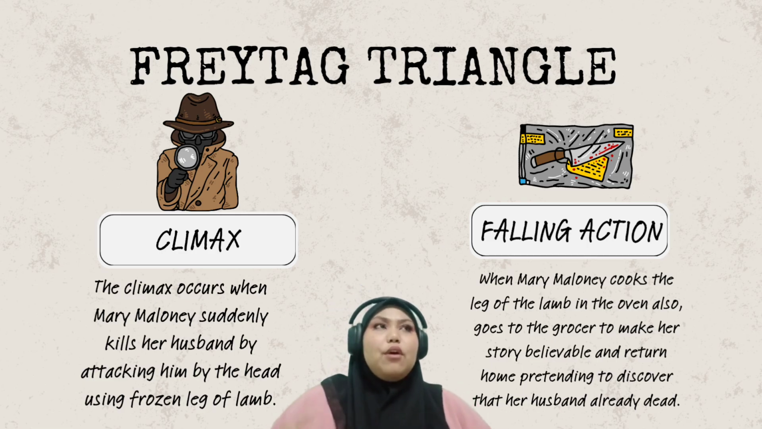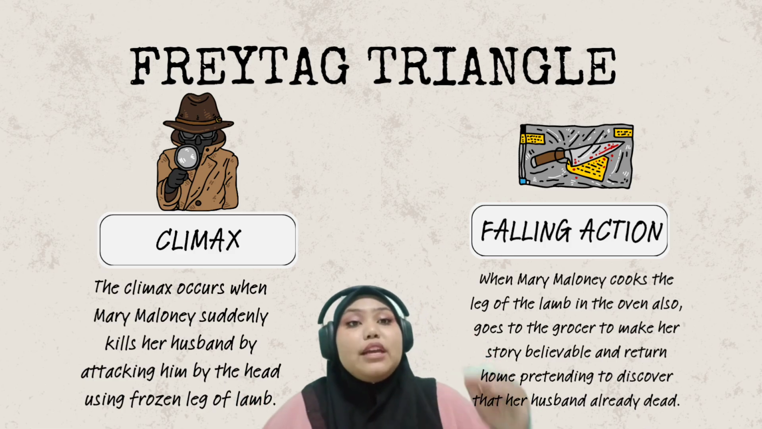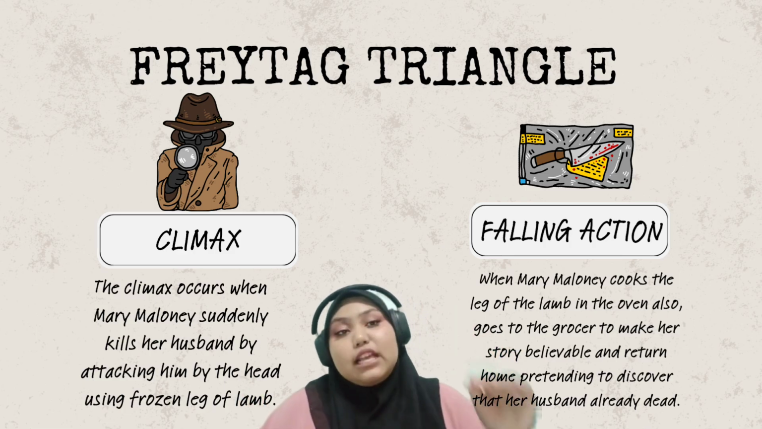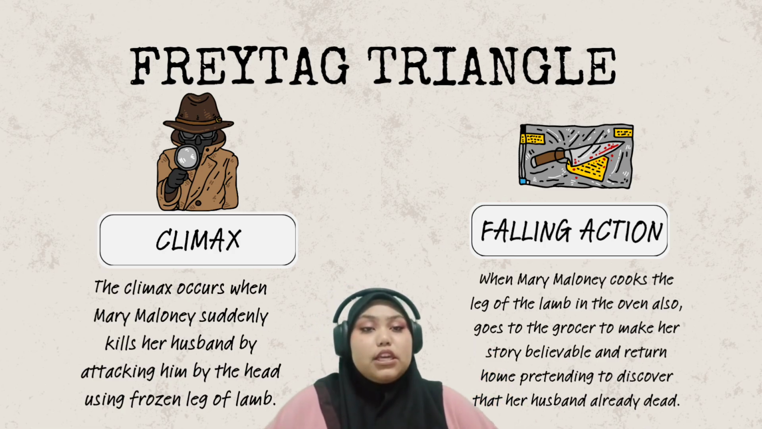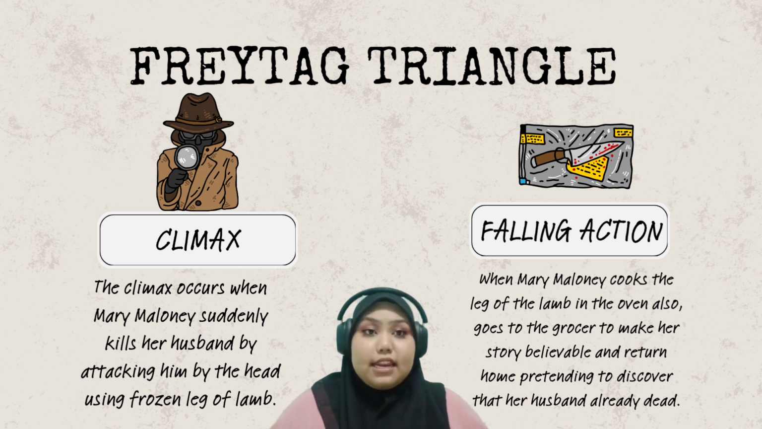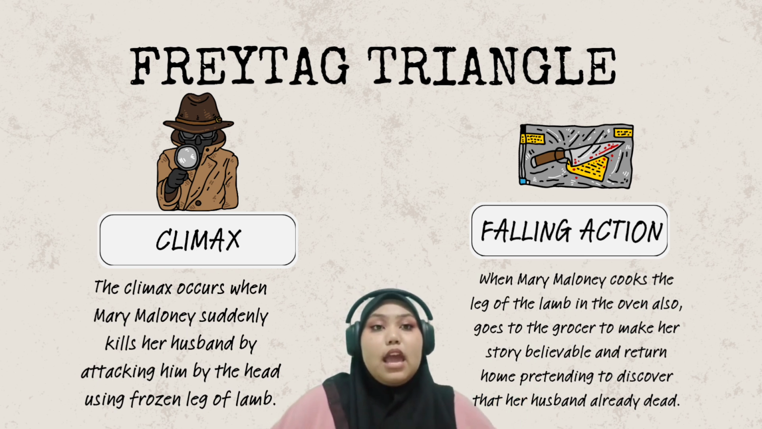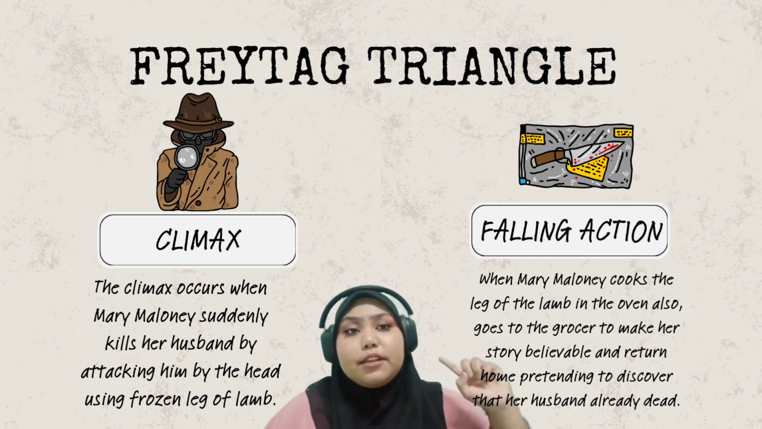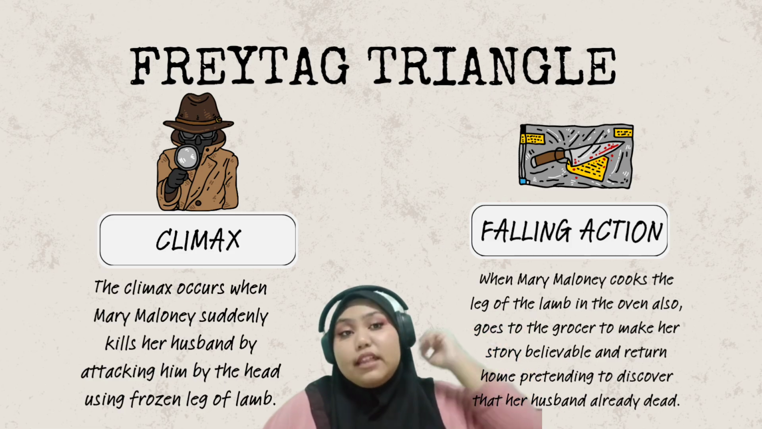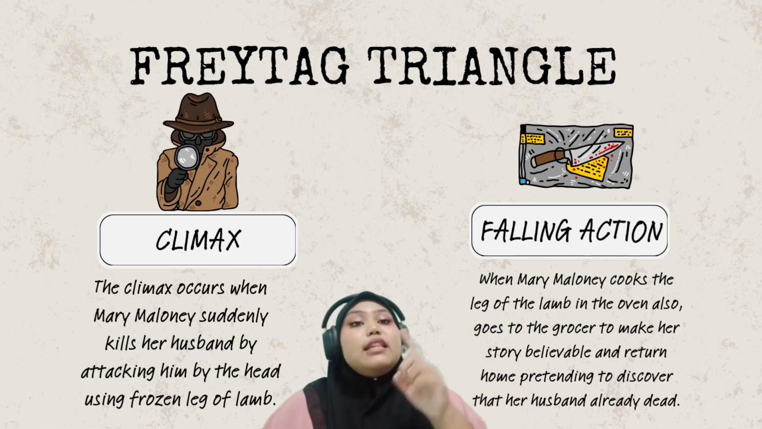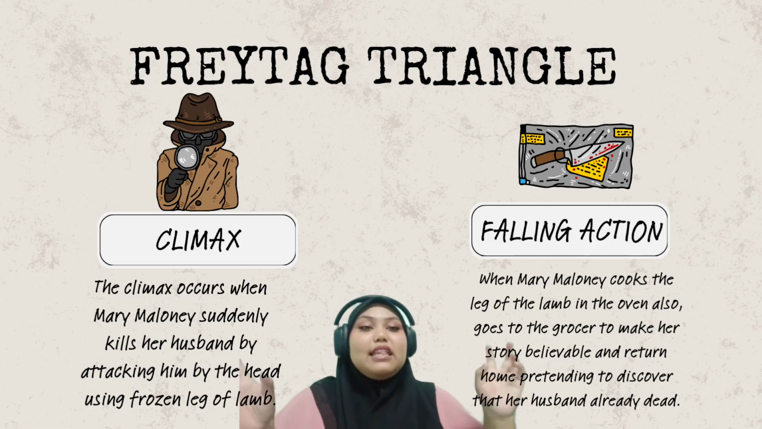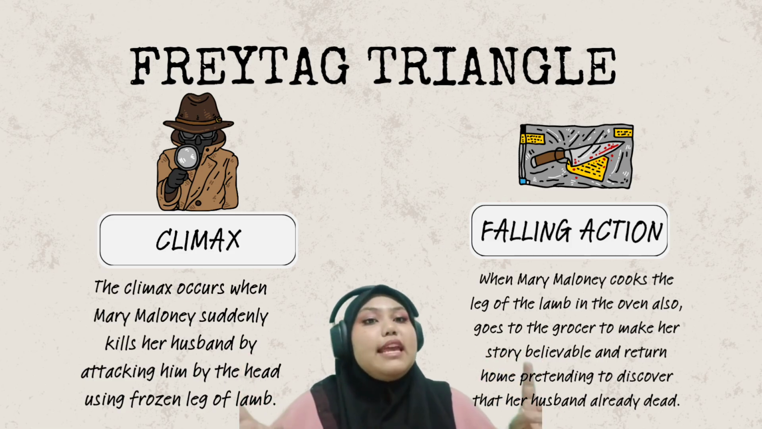Okay, so let me explain to you first the climax of this story. What is climax? Climax is when the conflict reaches the highest point in the story and the characters need to face their challenge. In this story, the climax is when Mary Maloney kills her husband from behind, hitting the back of his head using a frozen leg of lamb. To be specific, it is a frozen leg of lamb.